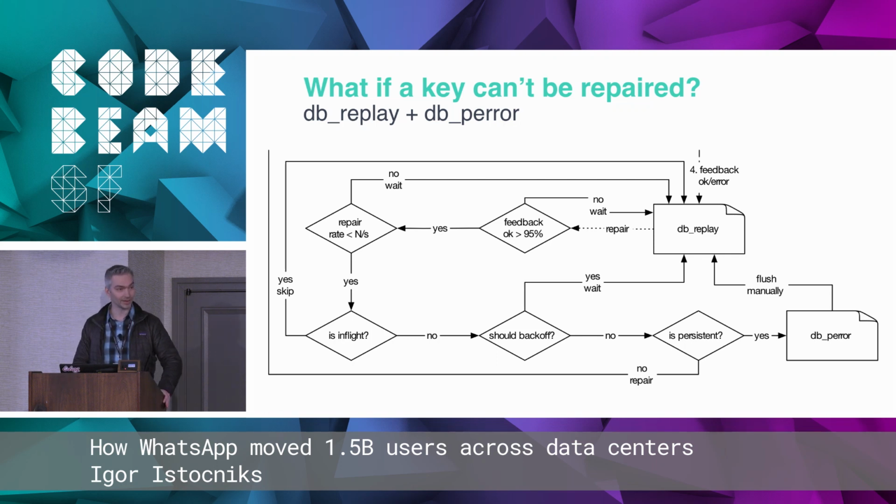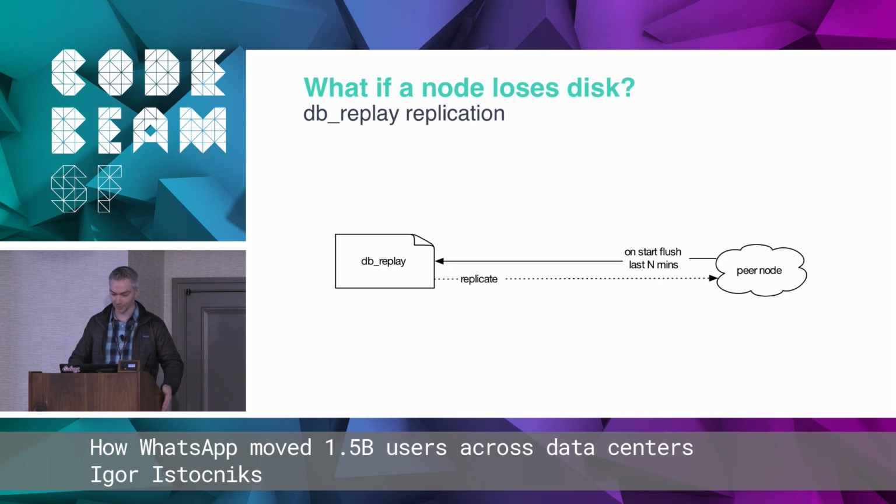All right, we have a great loop that checks for errors and knows how to retry them. But what if we crash and we lose a disk? There's no log anymore, and we have all these accumulated errors that will never be fixed. We actually had this in our production. In order to solve this, we had to start replicating this log. For each node, we chose a peer node and replicated everything that we put into the replay log to that peer node.